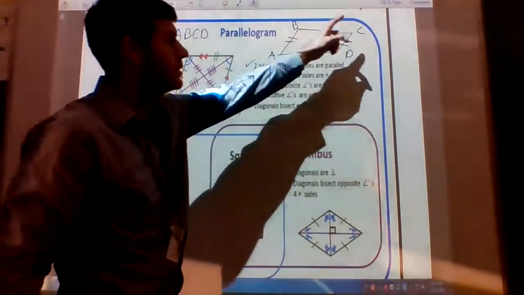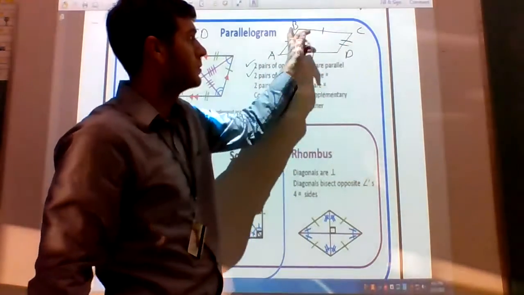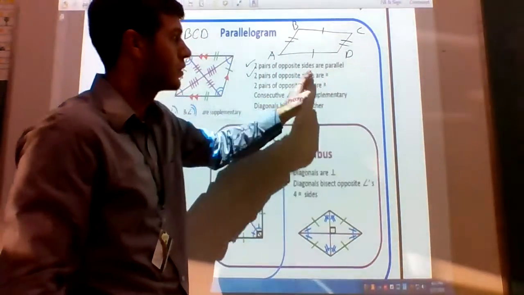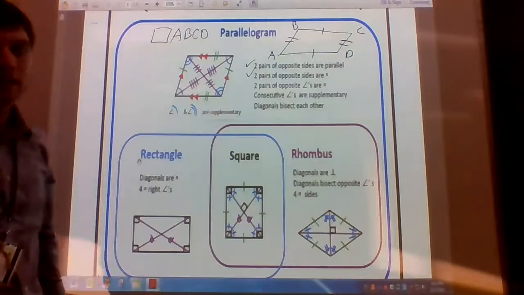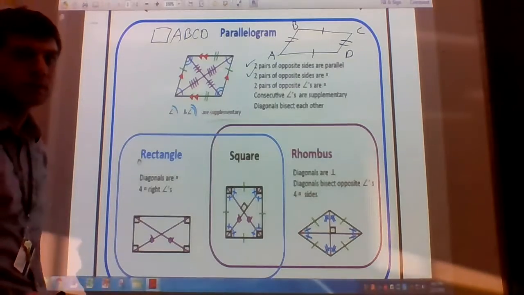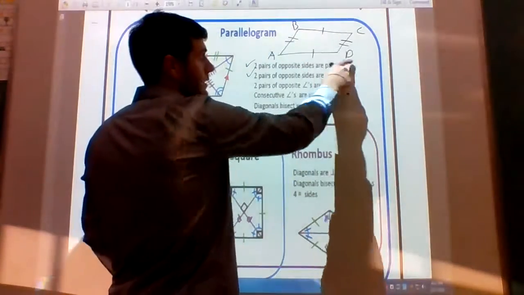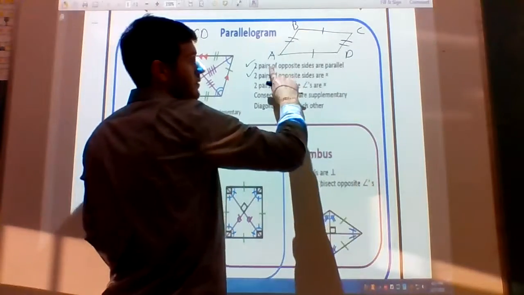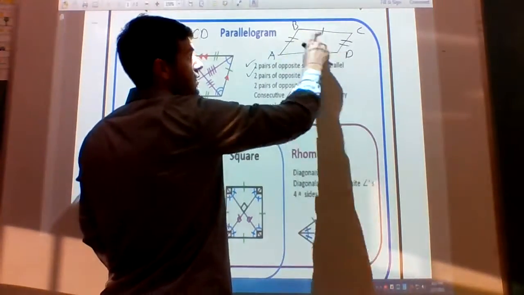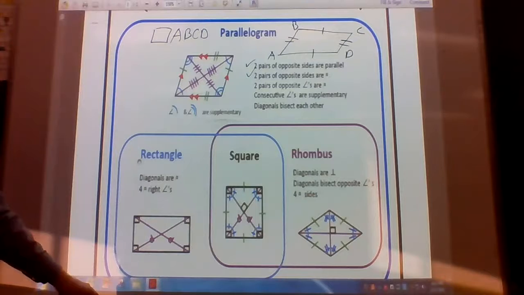It could be BCDA. It could be ADCB, CBAD, as long as you're going in order, to consecutive vertices, consecutive angles, the ones that are right next to each other. CBAD, DCBA. We can't go CADB. We can't name it CADB.